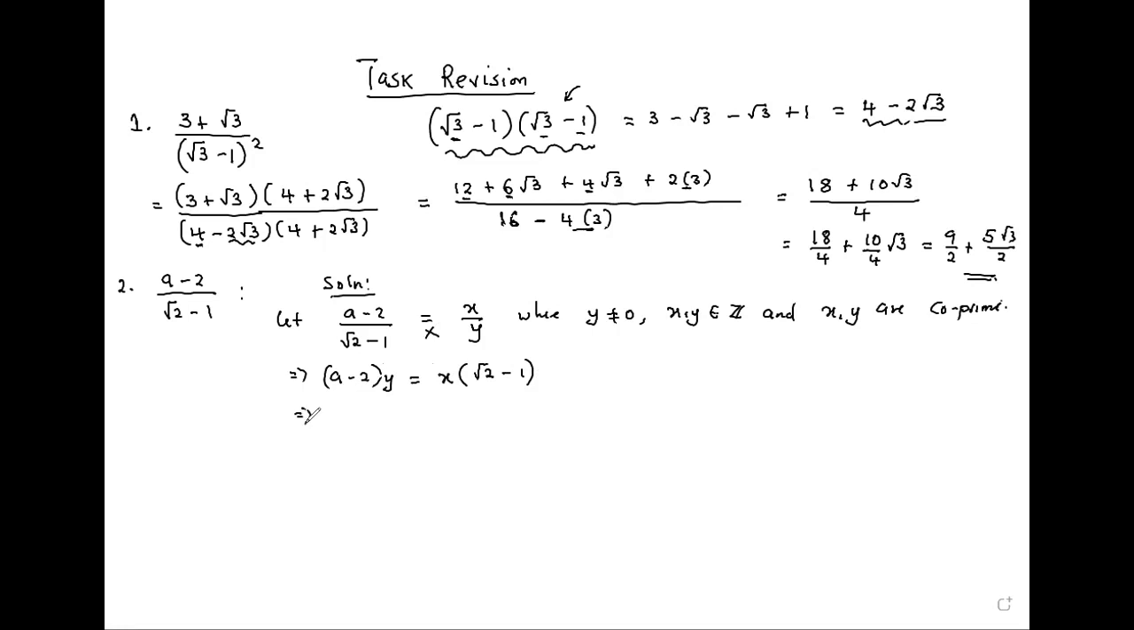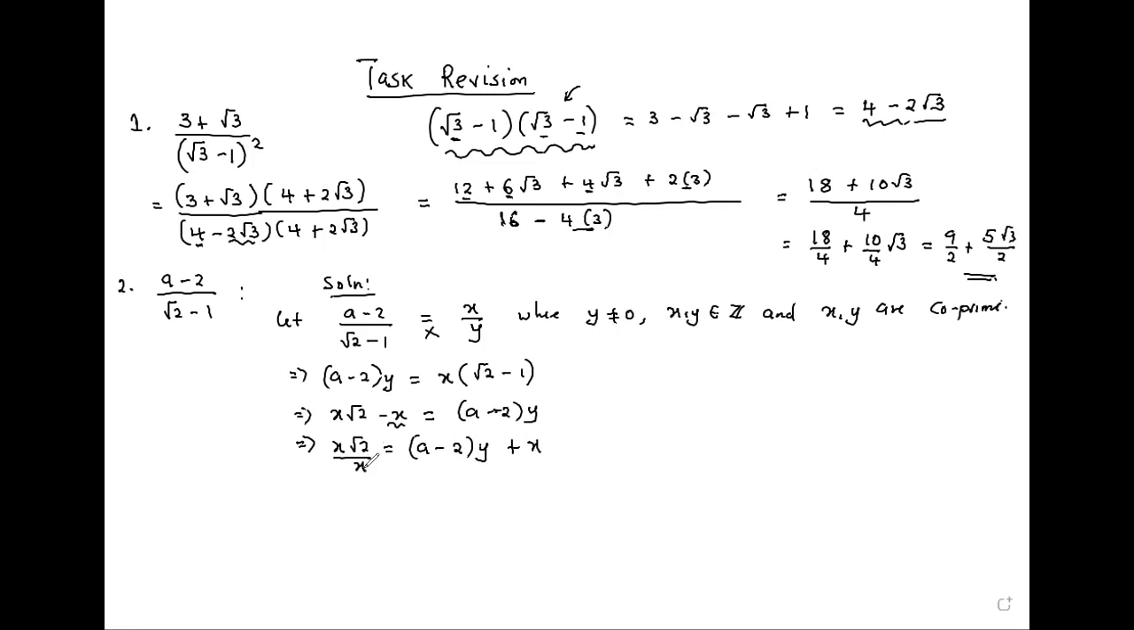Then we expand, our eyes are on the right. The other side we don't care much, so I can switch them. x multiplied by root 2 minus x is equal to (a minus 2) multiplied by y. Then take this the other side. So now we have x root 2 is equal to (a minus 2) multiplied by y plus x. We're just making root 2 the subject here.